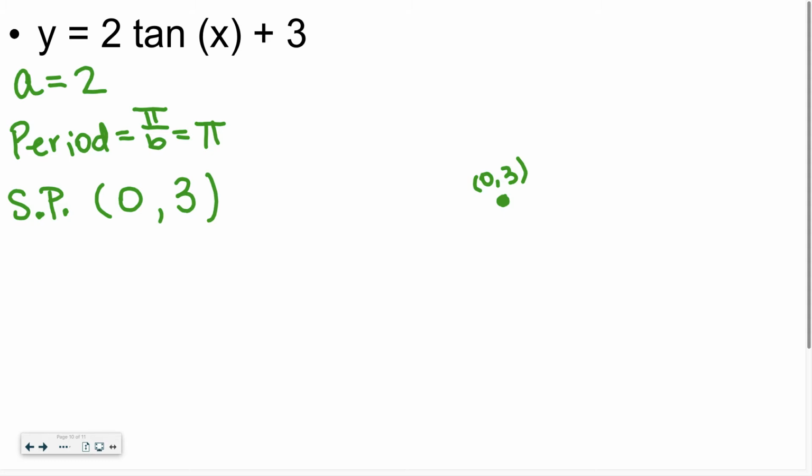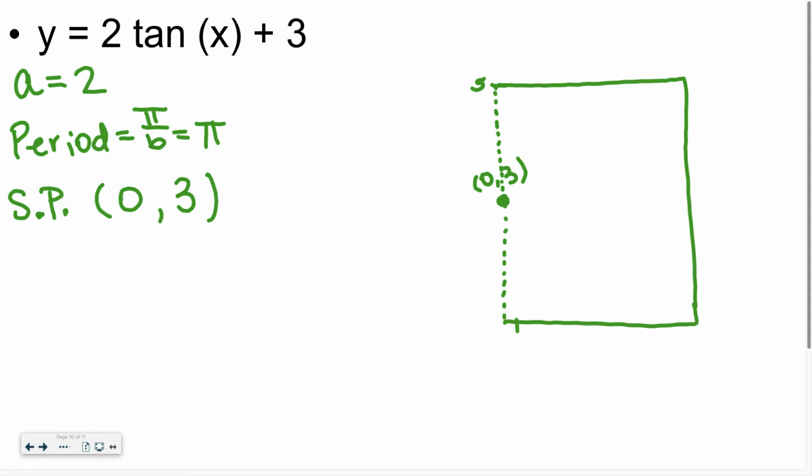Okay. So since A is 2, we are going to go up 2 and down 2. So we would stretch up to 5 and down to 1. Do you agree? Okay. Then when we draw our frame, half the period goes to the right. And since our period is pi, half of it is pi over 2. So we're going to stretch to pi over 2. Half of the period goes to the left. So to the left, we would stretch to negative pi over 2.